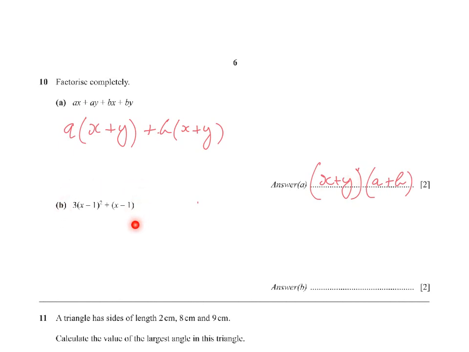It looks slightly different than what you're used to perhaps, but you should realize what does that mean? That square there, that means x minus 1 times itself. So perhaps you want to write it out like that: x minus 1, plus x minus 1.